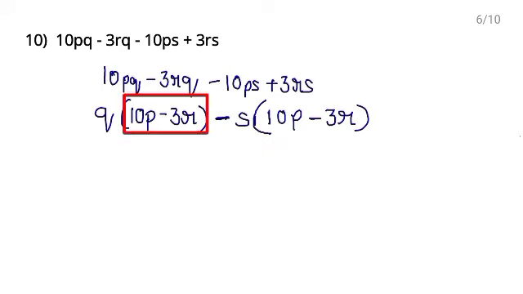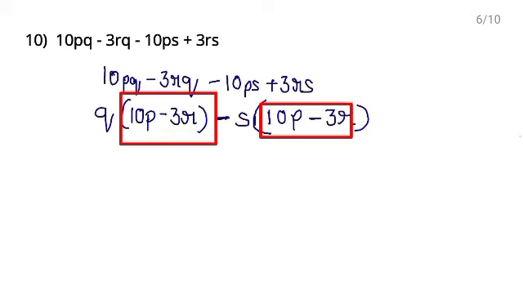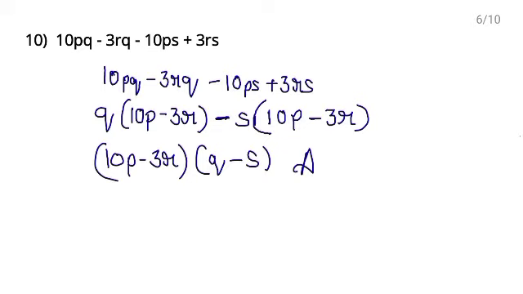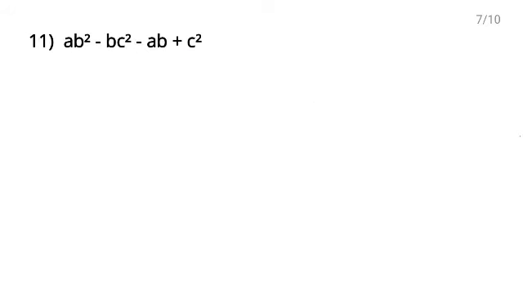Now these two terms are common, right? Now this factor is common, this binomial factor 10p minus 3r. So take it common, 10p minus 3r, right? So now you are left with q minus s. Clear? This is your answer. Next, ab square minus bc square minus ab plus c square.